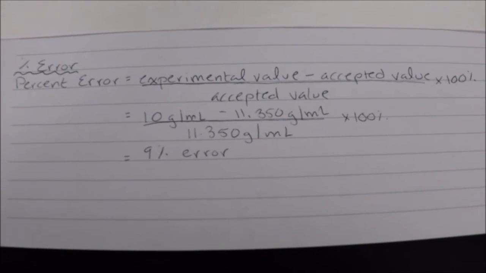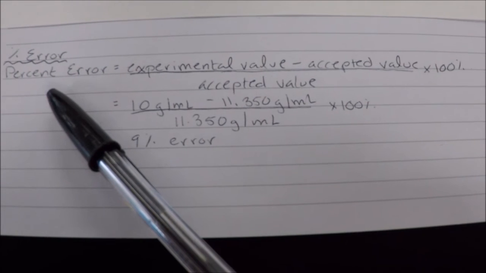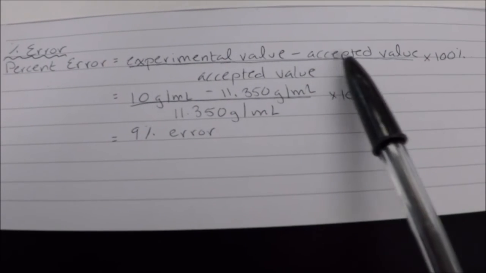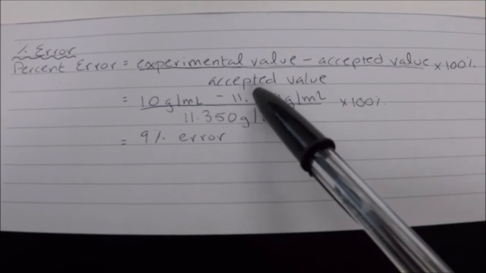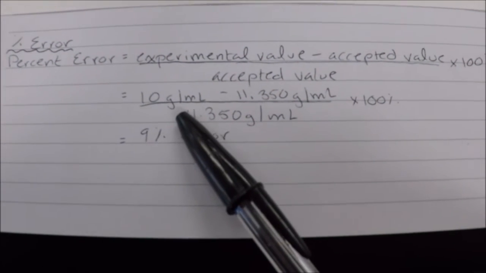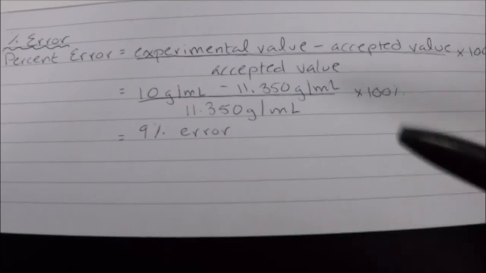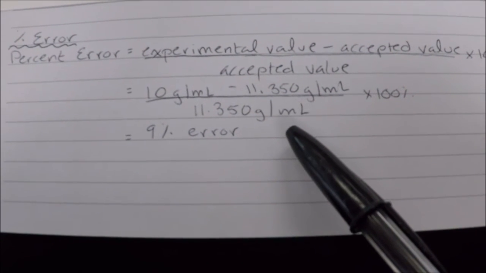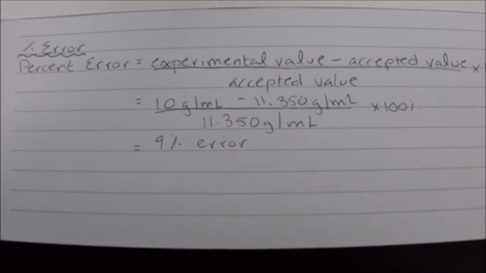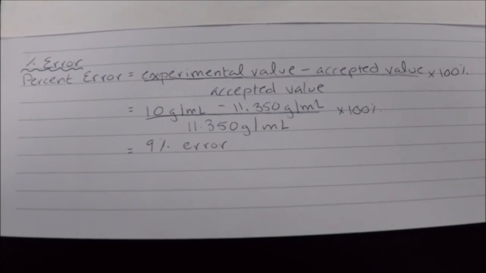Once you have found the average density of your irregular solid, you're going to find the percent error. Now, percent error, as you know, is found by the experimental value, which is what we calculated in lab, minus the accepted value, which should be given to you in your lab handout, divided by the accepted value, and you're going to multiply that by 100%. So we have 10 grams per milliliter minus 11.350 grams per milliliter, which is the accepted value, divided by 11.350 grams per milliliter. And once you multiply that by 100%, you get about a 9% error. Remember that the closer you are to 0 for your percent error, the more smoothly and accurately you ran your experiment.